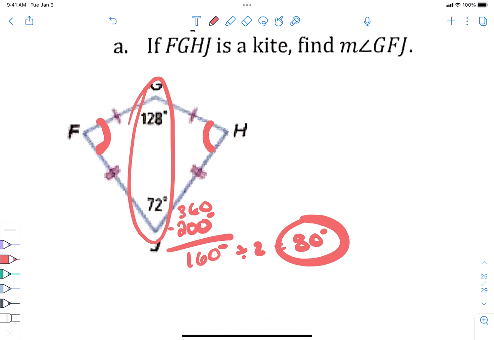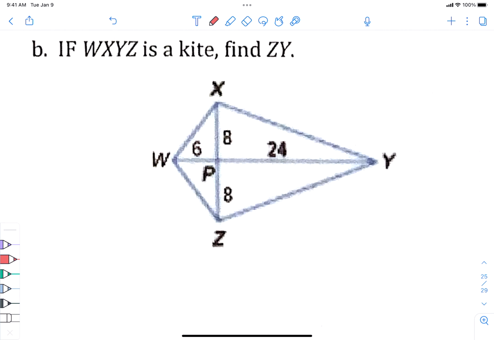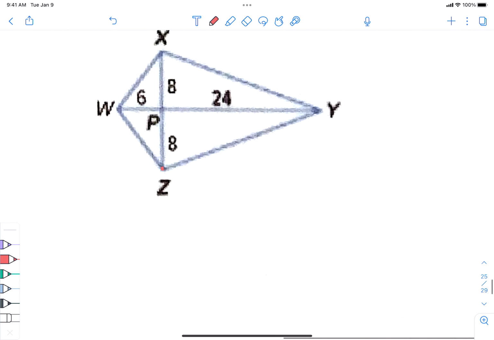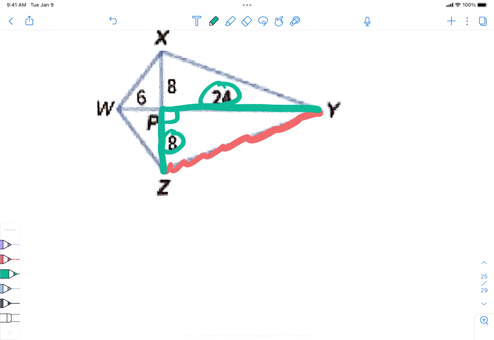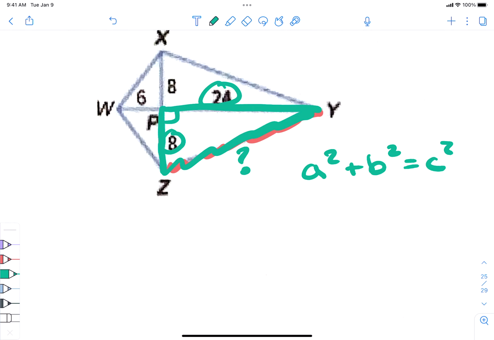Okay, next, B. This is a kite. They tell us it's a kite. And they want us to find ZY, which is this length right here. We know this is 6, this is 8, this is 8, this is 24. What can we do here? Yeah, how do you know you can do the Pythagorean theorem? It's a right triangle because we know that that's a 90-degree angle because it's a kite. So we've got 8 is one side, 24 is the other side, and then we're trying to find this one. So we can use a squared plus b squared equals c squared. This one is the one that we don't know. Which side is that? That has to be C, right? Which one is A and which one is B? It doesn't matter. So let's just put 8 in for A and 24 in for B.